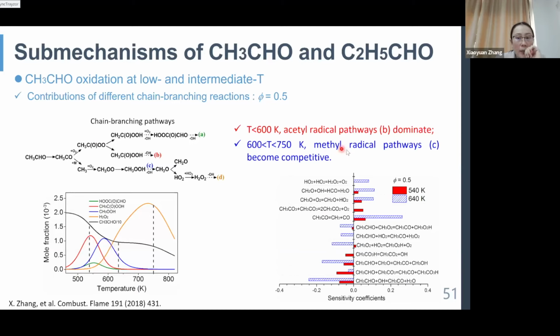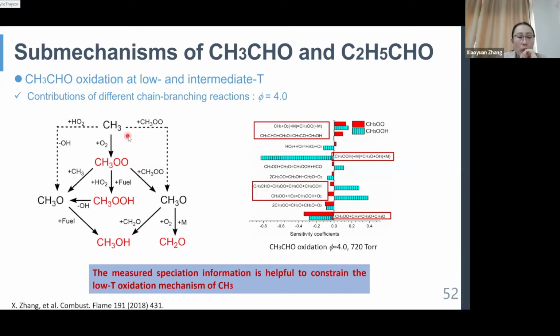In contrast, under fuel-rich conditions, only the reaction pathway C, the methyl-related pathway, contributes to the chain branching reactions. So, under fuel-rich conditions, the measured speciation data highlighted here in red are very helpful to constrain the low temperature chemistry of the methyl radical. As we can see in the sensitivity analysis results, the methyl-related reactions are very sensitive to these key intermediates.